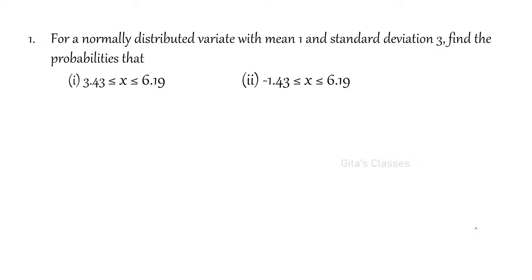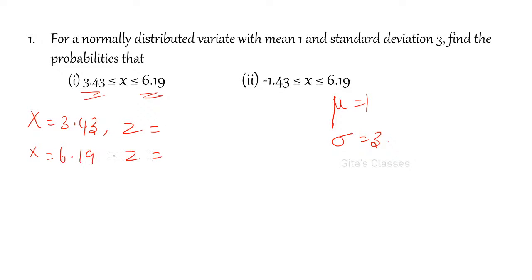Normally distributed with mean 1 and standard deviation 3. Mean mu is equal to 1. Standard deviation sigma is equal to 3. Always please remember, sometimes they will give variance, then you may have to take the root, since variance is sigma squared. Now they have given standard deviation directly. And remember, these are x values. For each value you have to take, when x is equal to 3.43, what is the value of z? When x is equal to 6.19, what is the value of z?